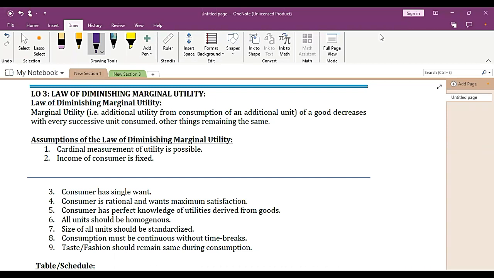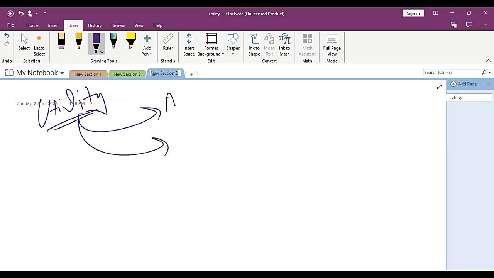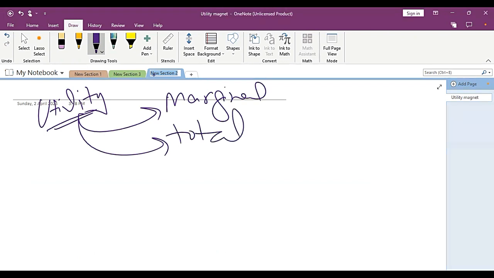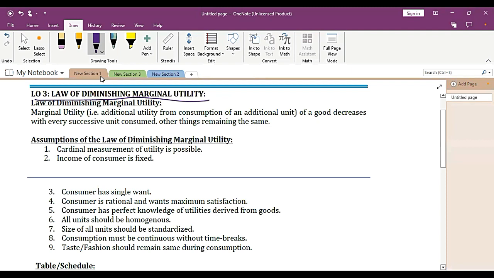Today we are present in the next class of chapter number 4 with a new learning objective, that is the law of diminishing marginal utility. We have already studied what is utility, its different types, and their interrelationship with each other. So, in this topic, it will be easy for us to study what is the law of diminishing marginal utility.